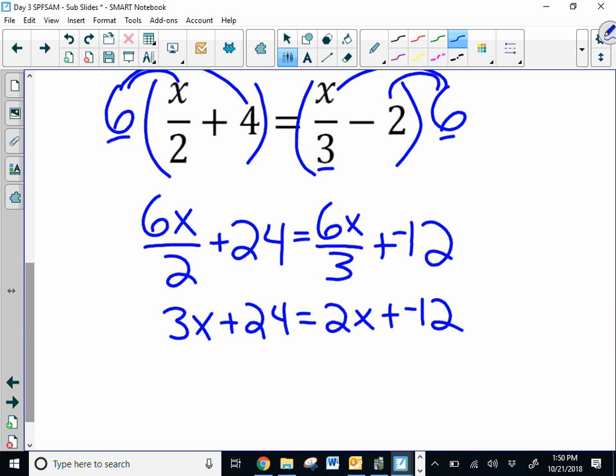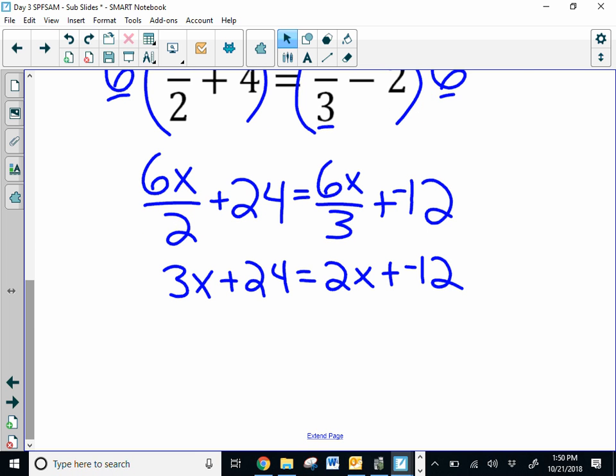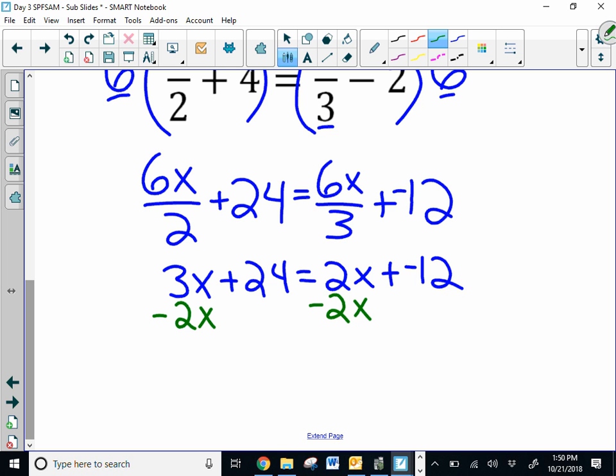Now, we have x's on two different sides, so the first thing we're going to have to do is get those two together. You can do it two different ways. I'm going to subtract 2x from both sides. We could also subtract 3x from both sides, but I always like to move the smaller number because then it ends up being positive.